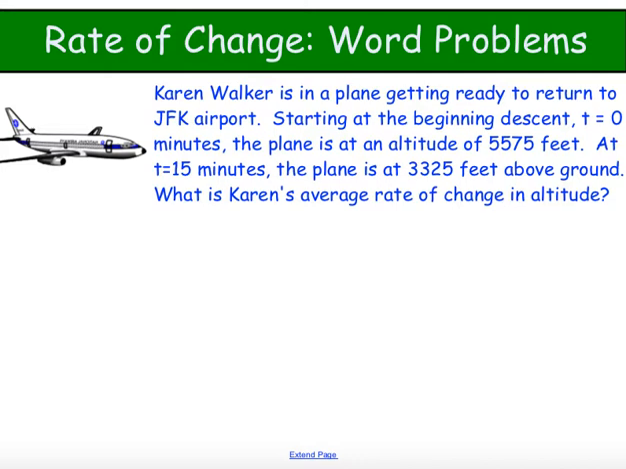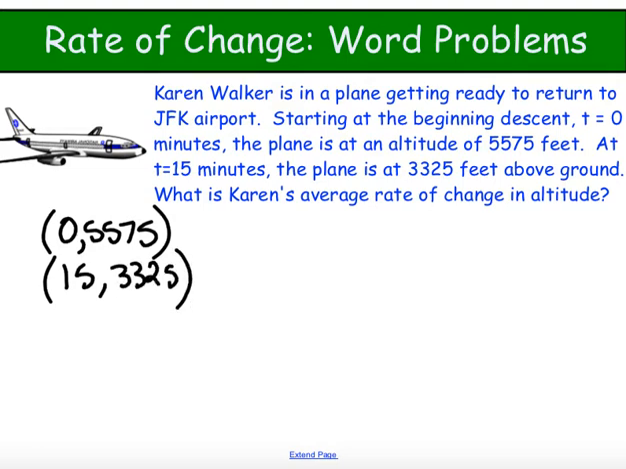All right, Karen Walker is in a plane getting ready to return to the airport. Starting at t equals 0 minutes, the plane is at 5,575 feet. At 15 minutes, the plane is now at 3,325 feet. So what is the average rate of change in altitude? Well, I'm going to put these, and I could put it in a table, that's fine. I'm going to put these in coordinate points. So at t equals 0, she is at 5,575.